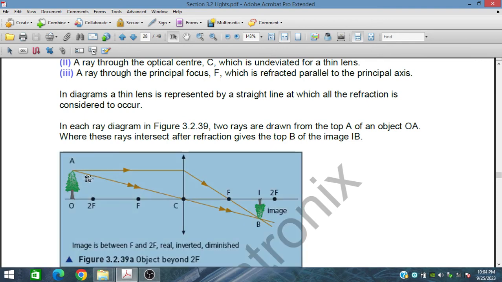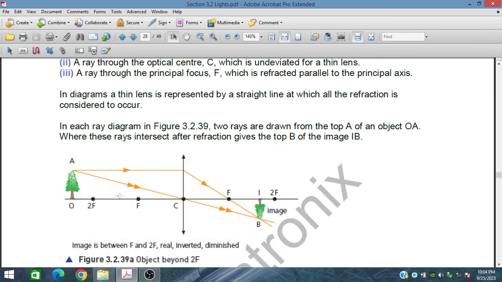So this will act like this, and from here it will come here like this, and then it becomes parallel. And opposite to that, here it is parallel and then it converges here. On the other side it will be like this, and it will be here, and it will then be parallel. So these three rays can be used.